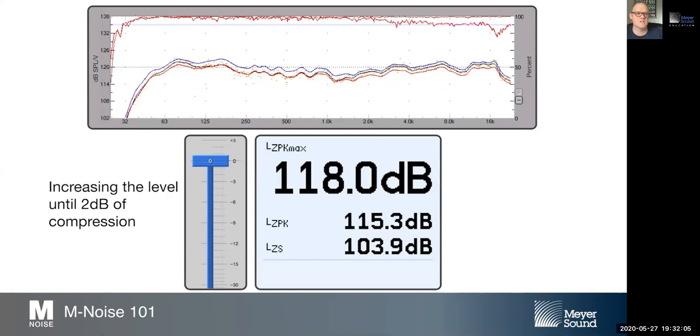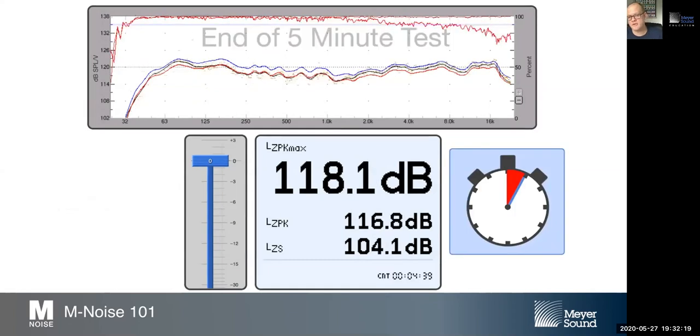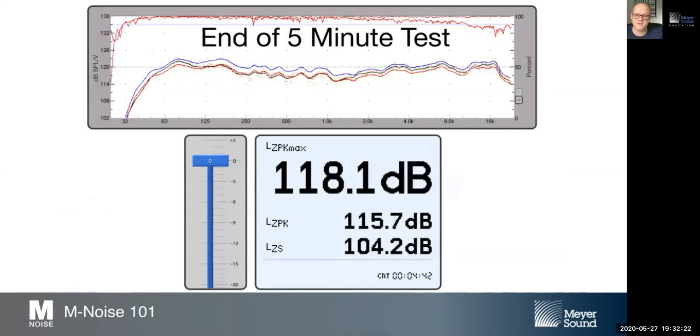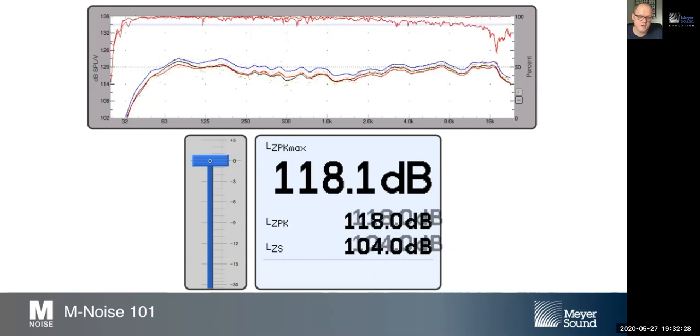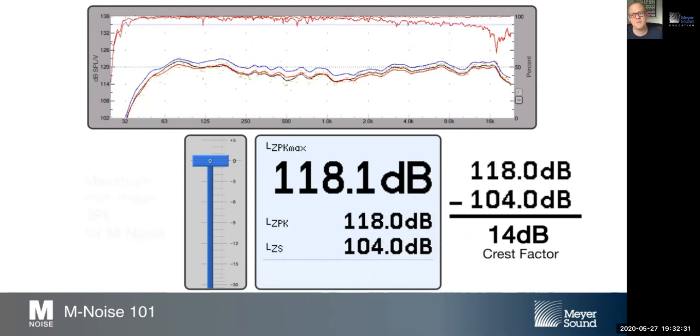Remember, 91% coherence is about 15% harmonic distortion, give or take. So if we ignore the distortion and only look for the onset of compression, then sure, this is the level you can attain. After 5 minutes or so, you can start documenting your peak and average values. Notice that if we do that, this loudspeaker has a peak value of 118 dB and an average value of 104. And the crest factor has shrunk even more. It's now 14 decibels. Not to mention that for almost half of the audible spectrum, the loudspeaker is distorting.